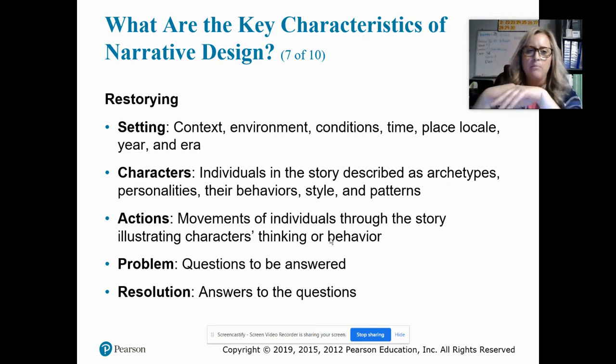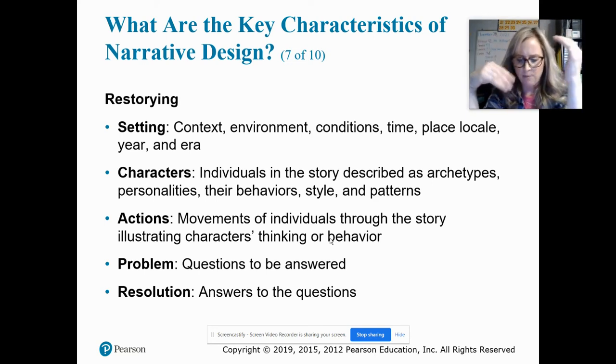The second part would be your characters. Who's involved in the story? What type of personalities do they have? What were their behaviors? Why did they behave that way? What patterns did they present with? Next would be actions. So, how did they move throughout the story, illustrating the character's thinking or behavior? What actions took place throughout that process? Problems, questions to be answered. Okay. And then after you've identified those, what resolutions were made to answer the problem? So, how did it resolve itself?